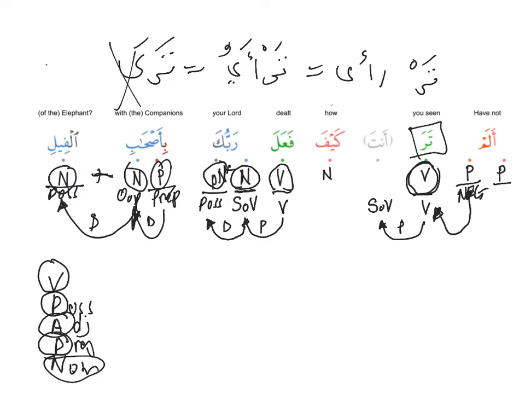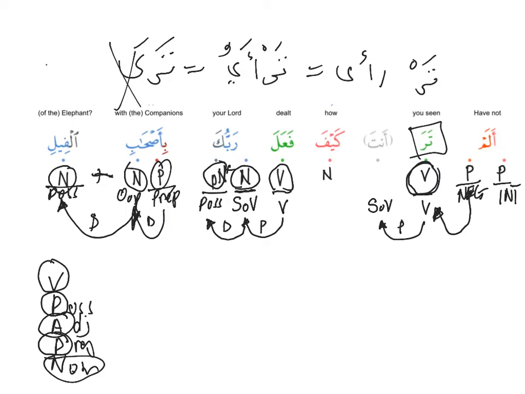Here would be istifham, the interrogative particle. It means in Malay adakah or apakah. In Arabic it becomes have or did or do, depending on the tense, or are or is. It's a question, something like that. Okay, so all of this is done except kaifa.